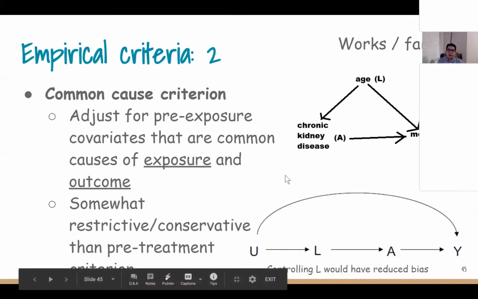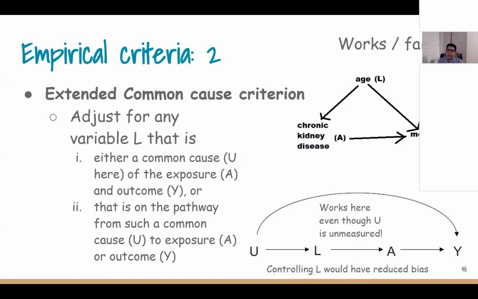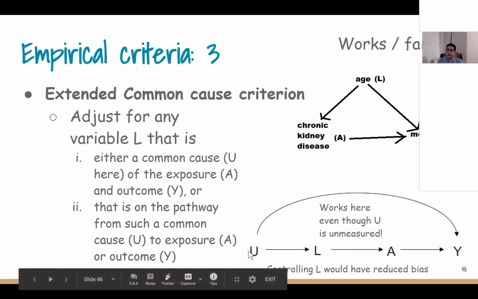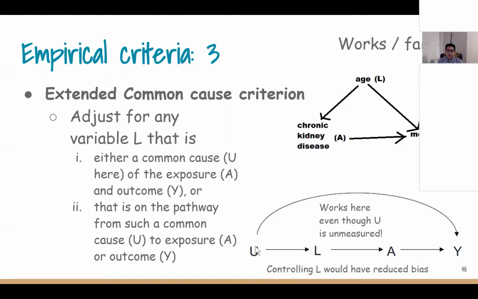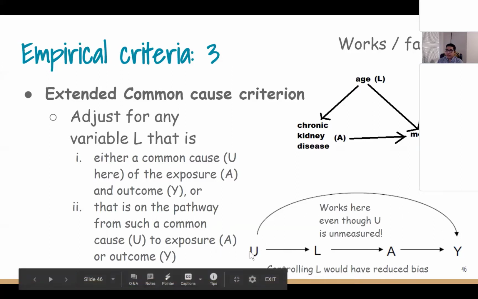So to accommodate that problem, there is this extension of the common cause criterion, and the extension says that the variable does not have to be a common cause. It can be a child of a common cause. So U is a common cause for Y and A, but a child of U, or something that is affected by U, can also be included in the adjustment variables that we need to adjust as a confounder.